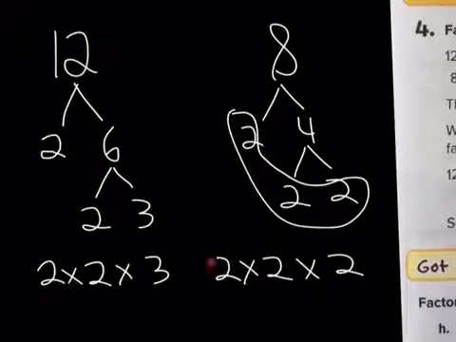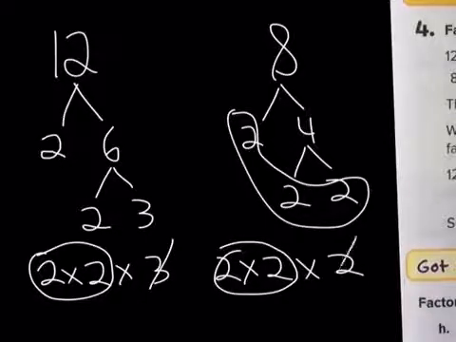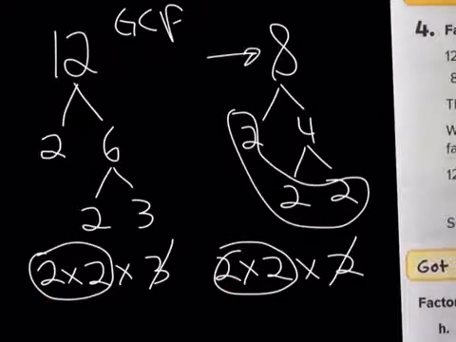Because I'm looking for what's in common. I know I have these 2 times 2 over here as well, 2 times 2. The 3 does not match the 2, so they're not in common. What's 2 times 2? 4. So I can say that the greatest common factor for 8 and 12 is 4.